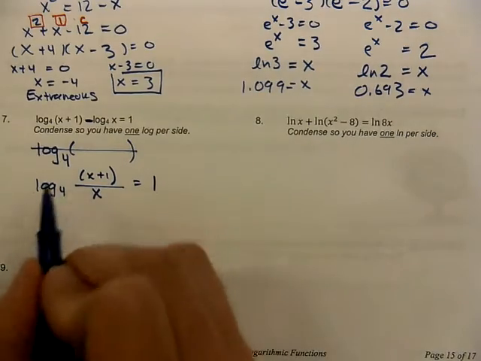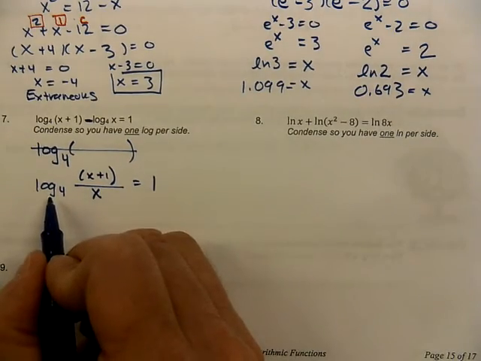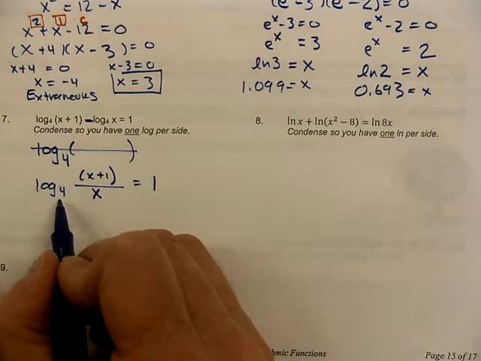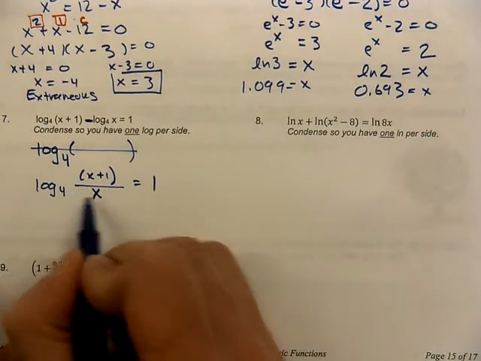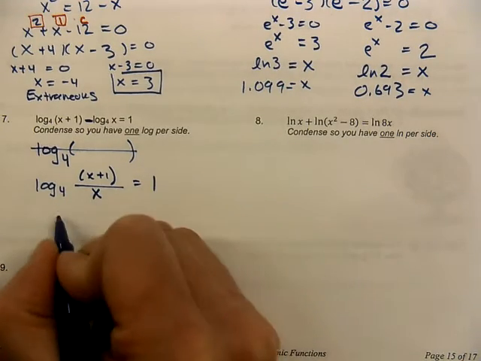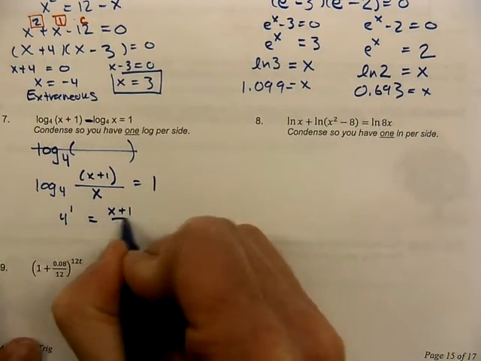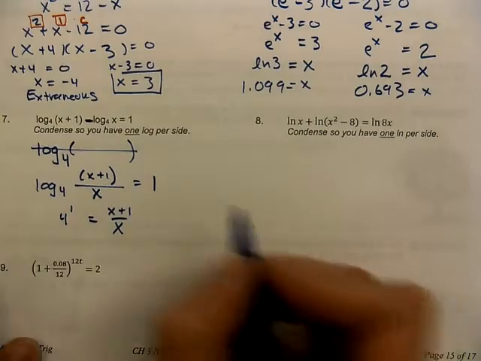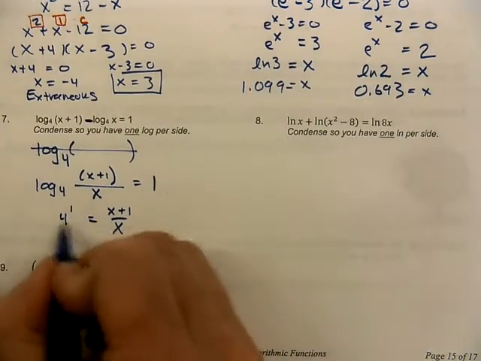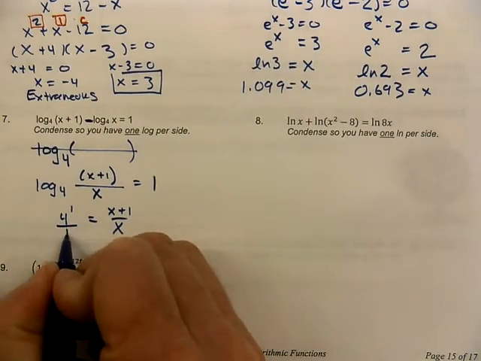Okay, that's a single logarithm, which means we can now convert it into exponential form. There's your base of 4. There's the exponent of 1. So it's 4 to the power of 1 equals the x plus 1 over x. We'll set that up as a proportion. Create that 4 with a denominator of 1.